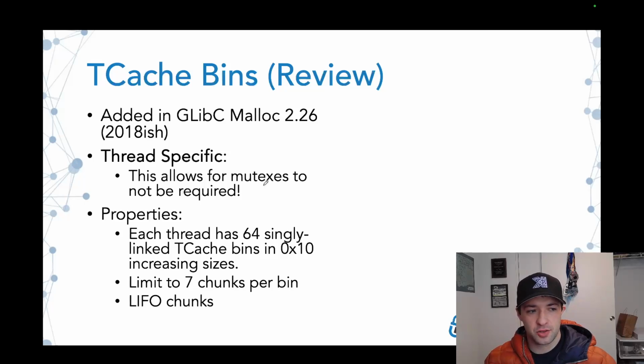So with Tcache, remember it's a singly linked list. There is a set limit of 7 chunks per bin, and it is last in, first out. There's also a counter for each bin. The sizes range from hex 20 to hex 410 in size.